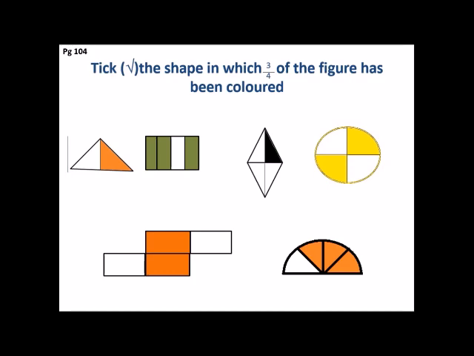Question number 1 of page number 104. Let's read it. Take the shape in which 3 by 4 of the figure has been colored. What does 3 by 4 mean? It means a shape is divided into 4 equal parts and out of 4, 3 parts are colored. Now tick those shapes which have been colored 3 by 4 and match your answers with the given solution like this.